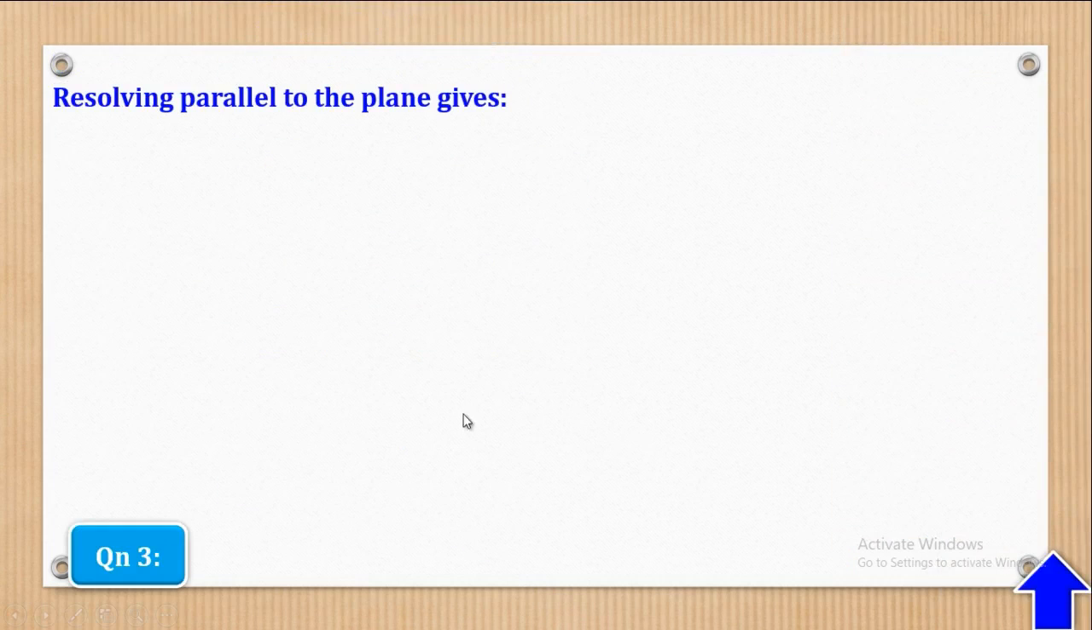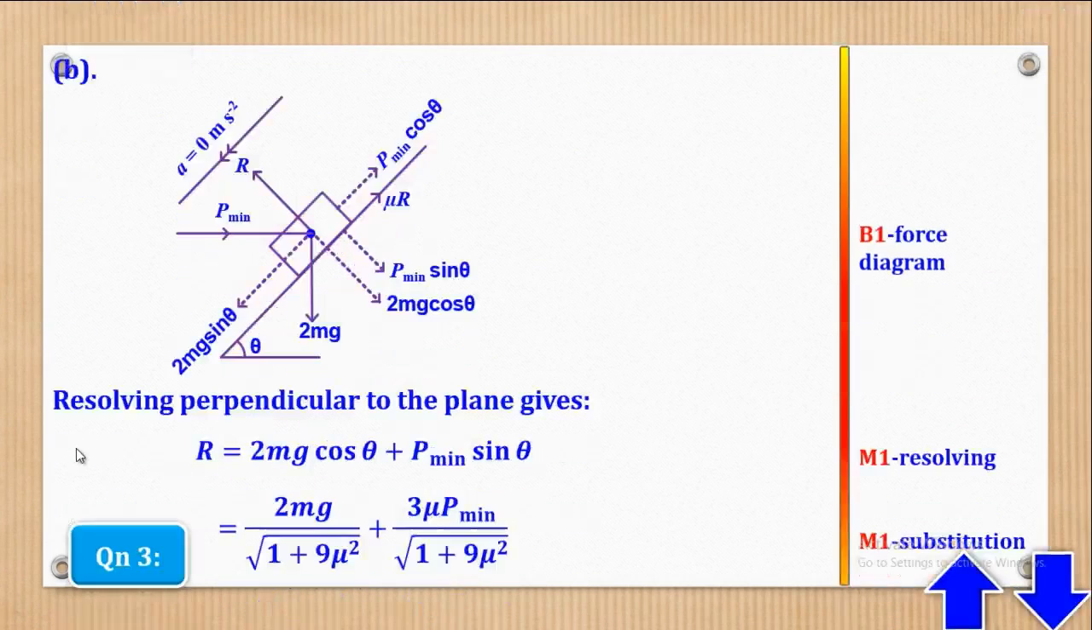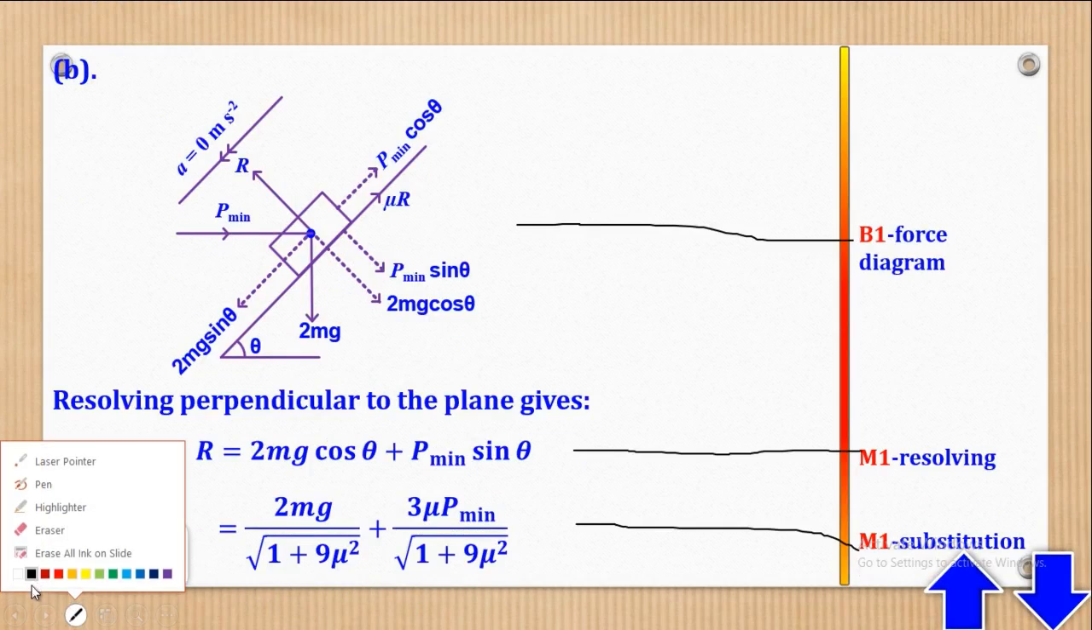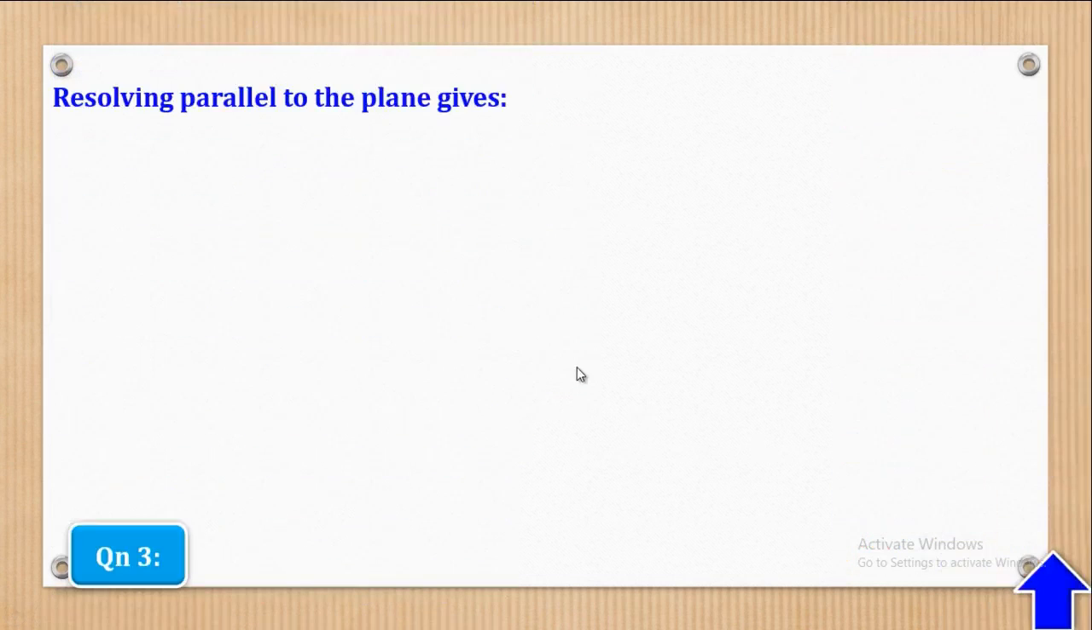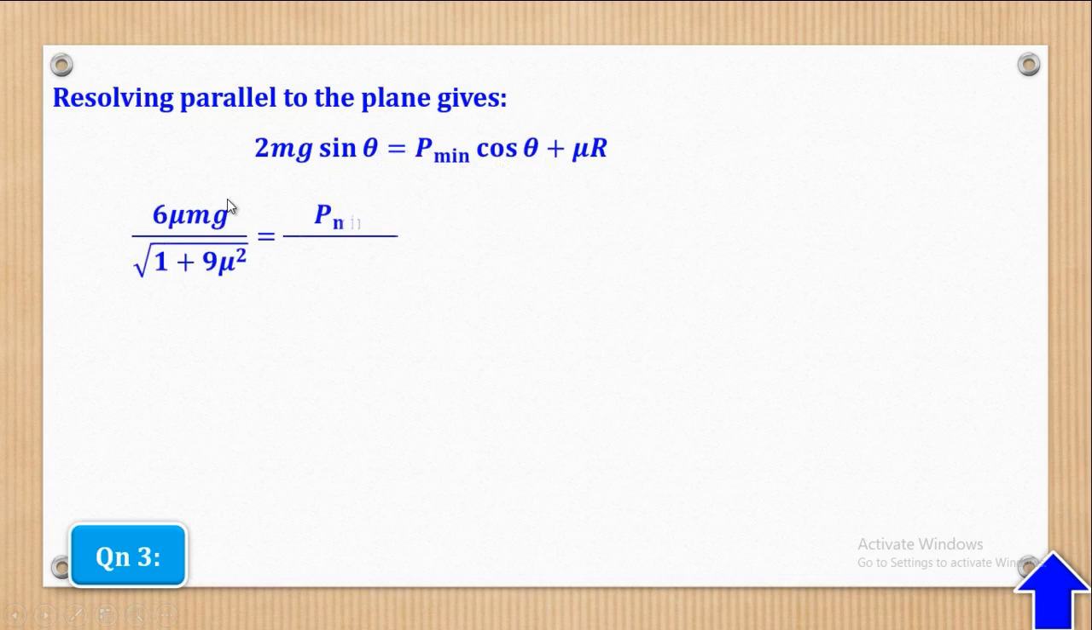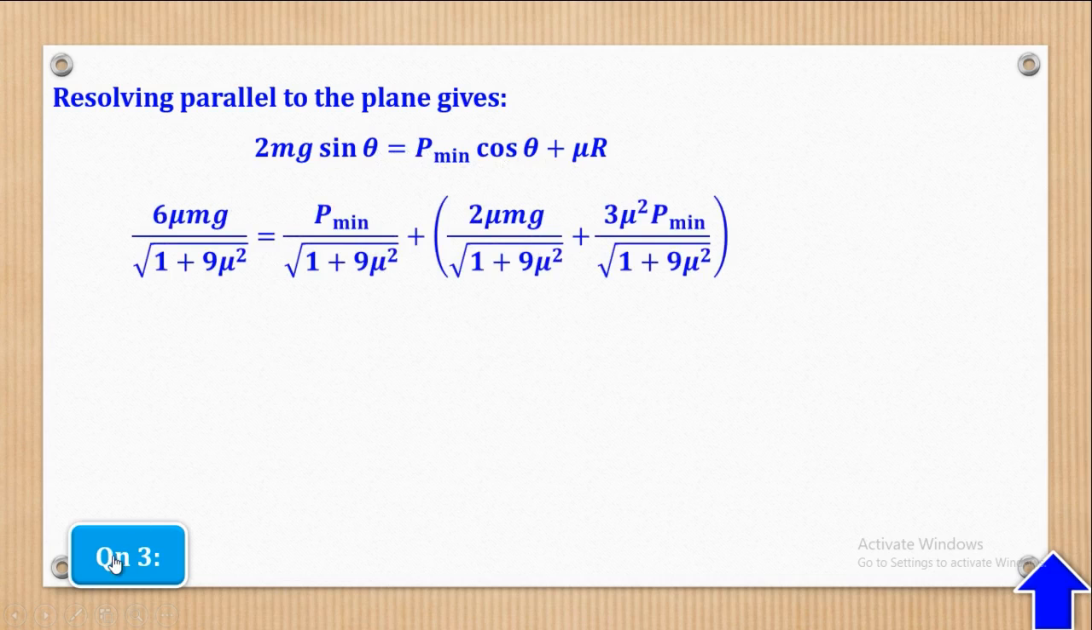Now next is to resolve parallel to the plane. So when I resolve parallel to the plane, it implies that these two forces will be equal to this, and that is because acceleration is 0. So we come and say that 2 mg sine theta is equal to P min cos theta plus mu R. So when I substitute for sine theta and for cos theta and for R, I'll come up with that expression. So here there is sine theta times this to give you that, and here cos theta and R times mu to give me that expression.